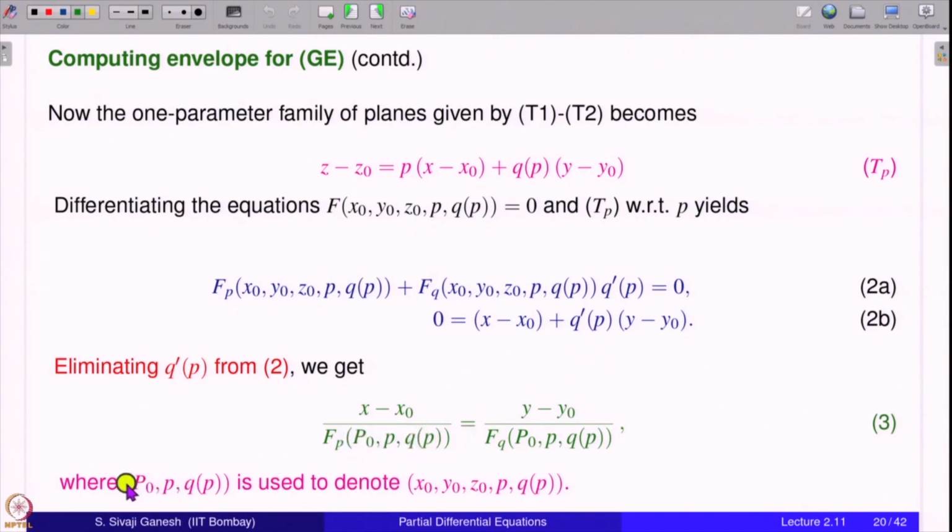Now, what is this p naught? P naught is actually x naught, y naught, z naught. F is a function of 5 variables, right? We need a 5-tuple here. For want of space here, I have just made it a small notation p naught. It stands for this.